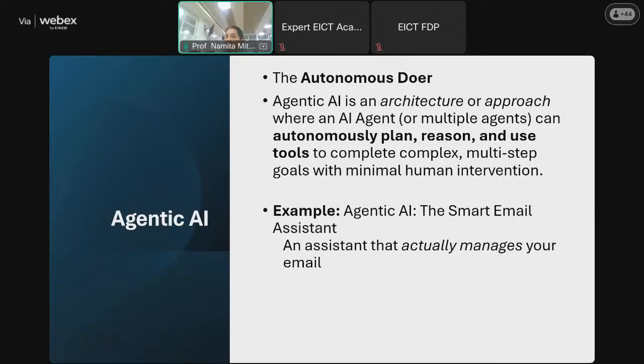So agentic AI is nothing but an architecture, a model or approach where an AI agent, which is a new terminology, can autonomously plan, reason, and use tools to complete complex multi-step goals with minimal human intervention.